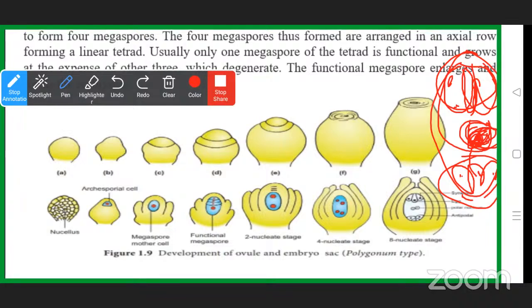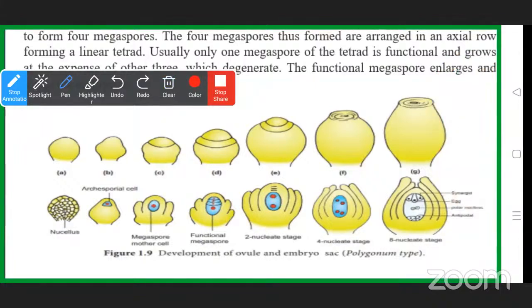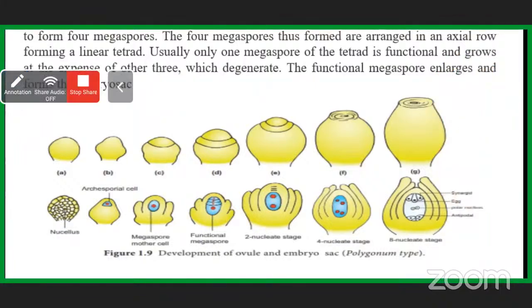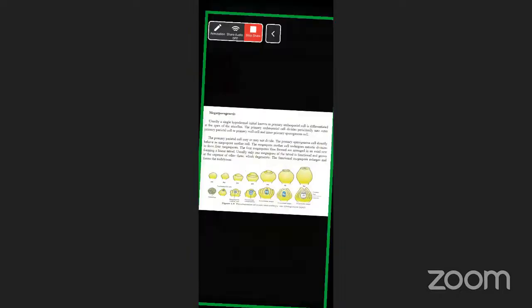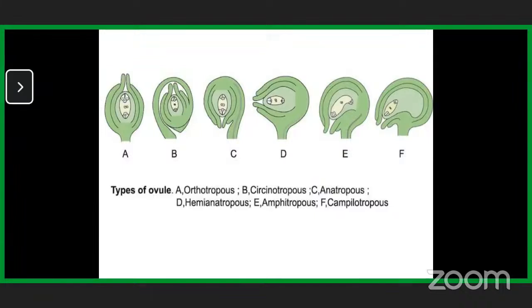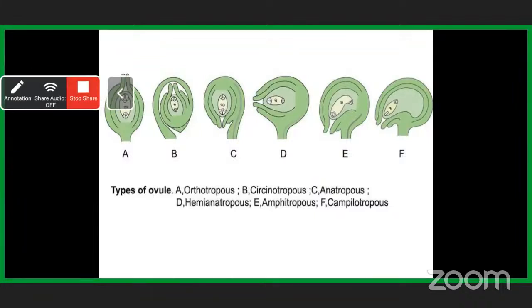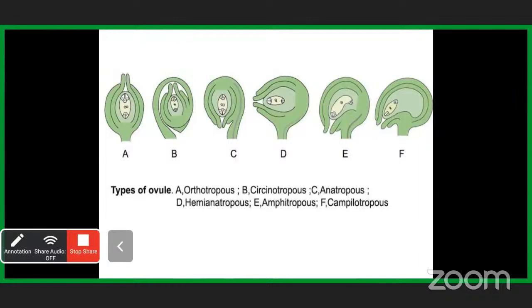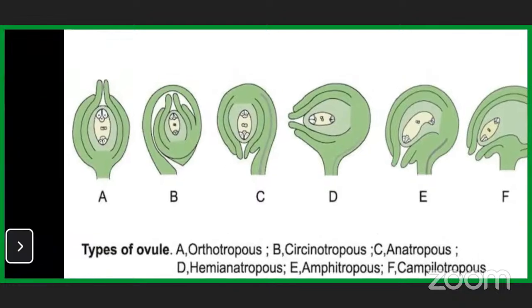Here you can see the megasporogenesis. Based upon that, types of the megaspore are there, that means types of the ovule are there. And here you can see the types of the ovule, that is very, very important. These are the 6 types of ovules.